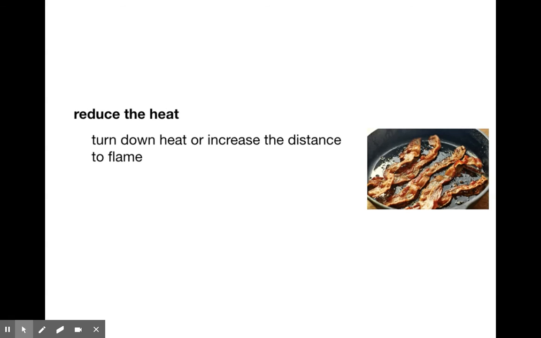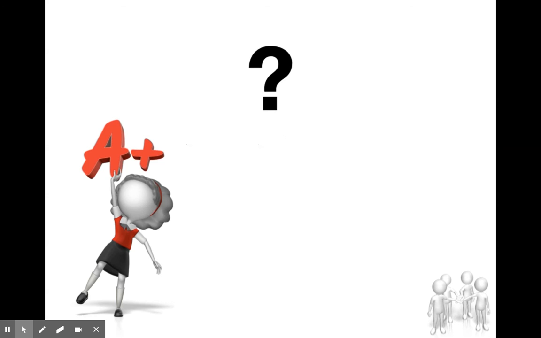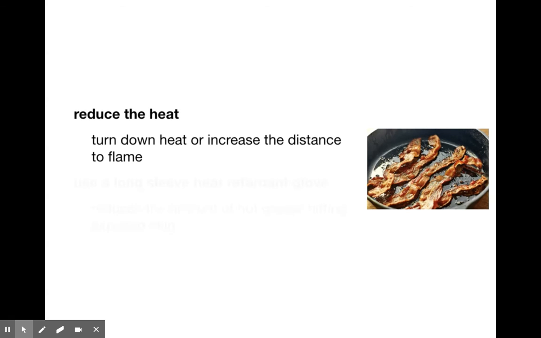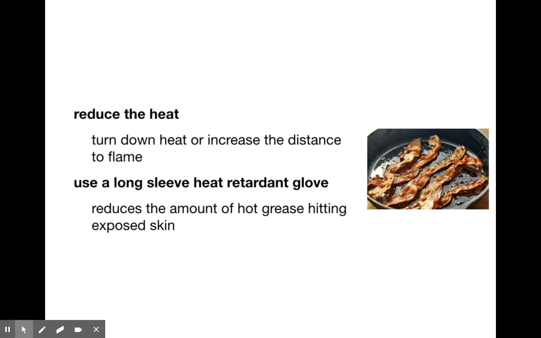So as mentioned before, here we are with our bacon. We reduce the heat, turn down the heat, or increase the distance to the flames we talked about doing. And then we'll use a long sleeve heat retardant glove, which reduces the amount of hot grease hitting exposed skin. So we could do those things, but then think about what might be some of the impacts of that. So if you turn the heat down or move the pan away from the heat source, how does that impact the way your bacon is being cooked? That might be an issue that you want to address.